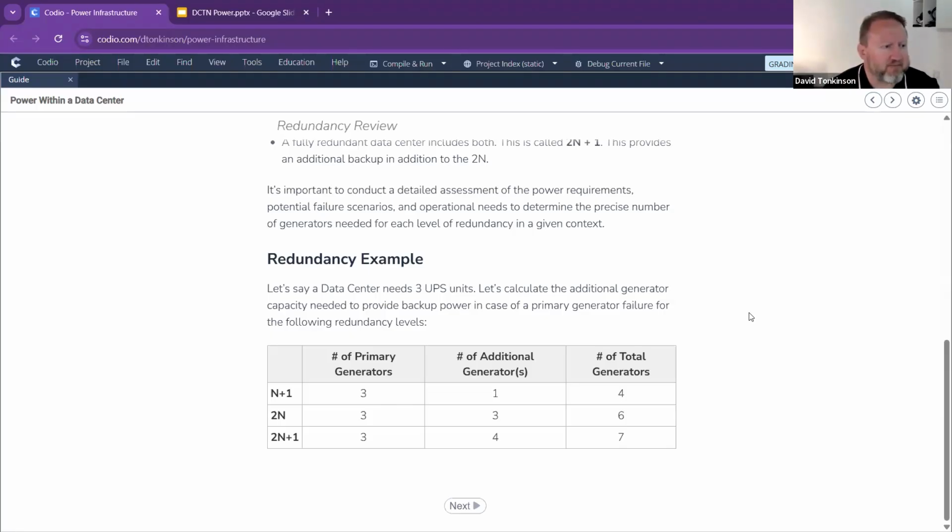I've got a question there. Should both generators in the data center setup be identical in terms of capacity, brand, and specification, or is it acceptable for them to be different, as long as... That's a really good question.